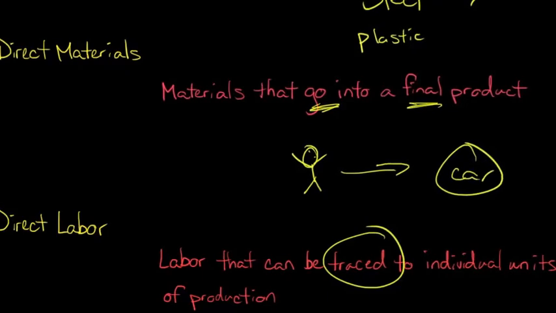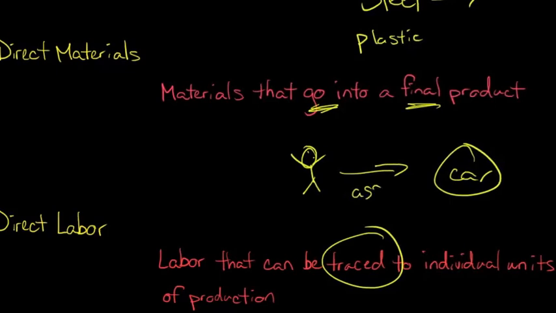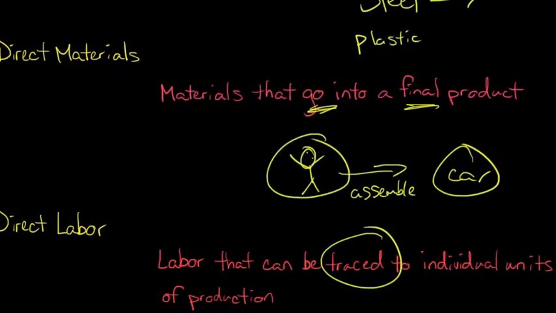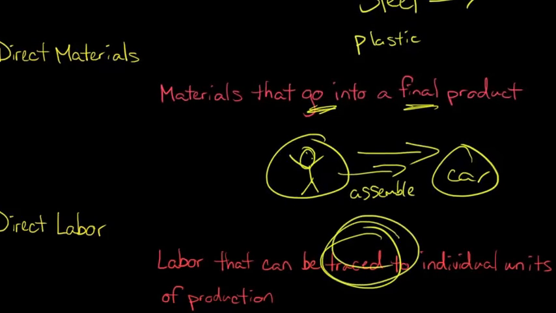So we just had a car come off the assembly line, and we could say that this person helped assemble that car. They put the door on. They did something that we can trace, and we can say, okay, this labor from this person went into that car, and that's this idea of tracing.